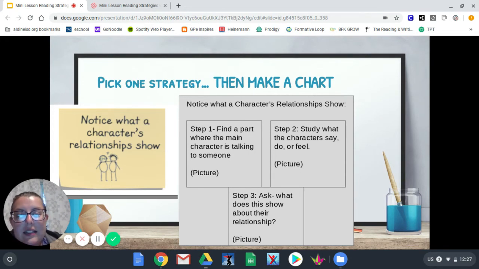And then the last step in mine would be ask, what does this show about their relationship? So then I might draw a person wondering because, you know, in Judy Moody and Stink, it shows that they're brother and sister. Brothers and sisters fight. Okay, so this chart shows each step in order. So first I do this, then I do this. Lastly, I do this. That way your readers and the people you're teaching really know what you're doing.